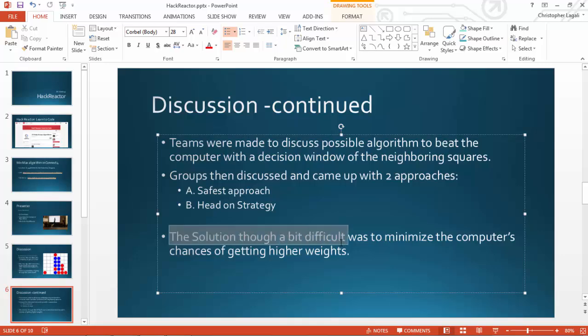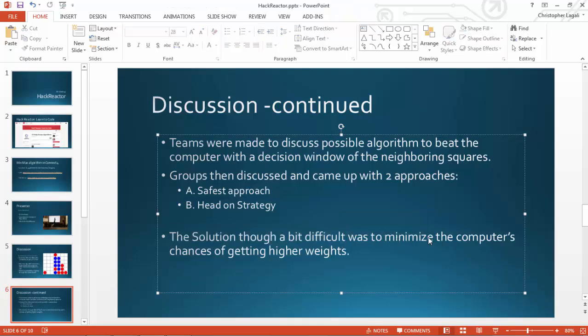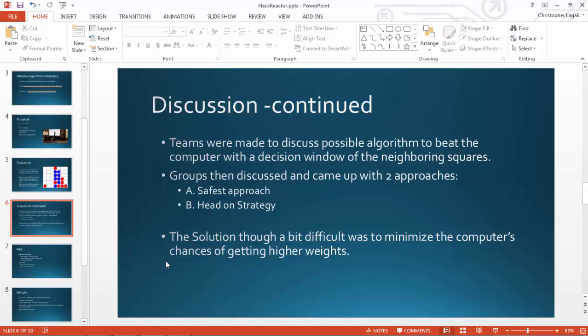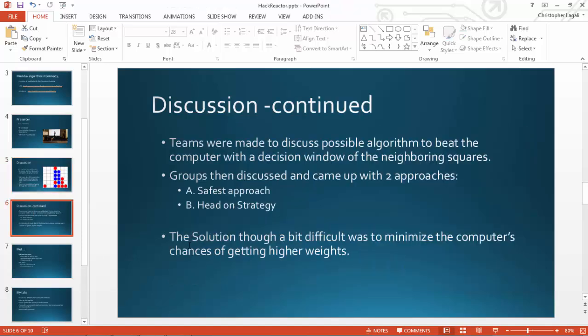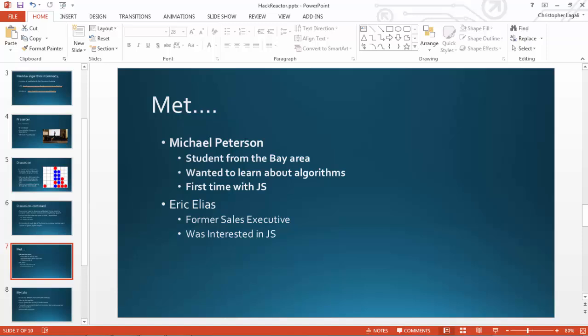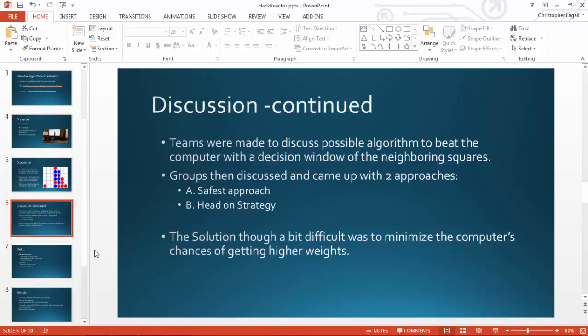The solution, though, was a bit difficult because we had to minimize the computer's chances of winning, and this decision had to be made within 2 seconds. So if he has placed a dot here, you couldn't analyze the whole board, but you would have one, two, three, four, five, about 5 to 6 places to analyze and see which has the highest weight or which would increase your chances of winning. That was the theme of the discussion.